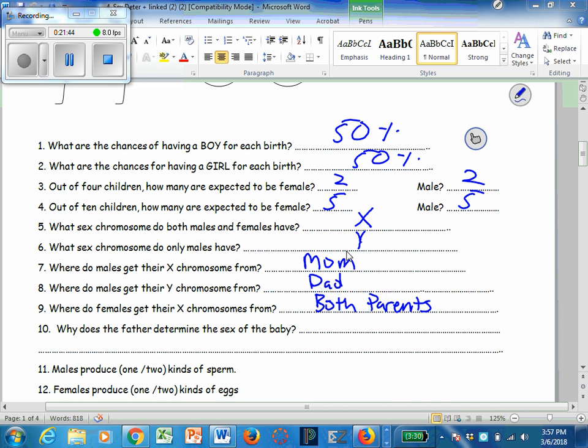All right, and why does the father determine the sex of the gender? I'm going to let you answer that by yourself, and I will check that. And again, if you look at number 12, just to review, males produce 2 kinds of sperm, the X and the Y, where females only produce 1. So now that we've done a little bit of review, let's go ahead and do some problems.